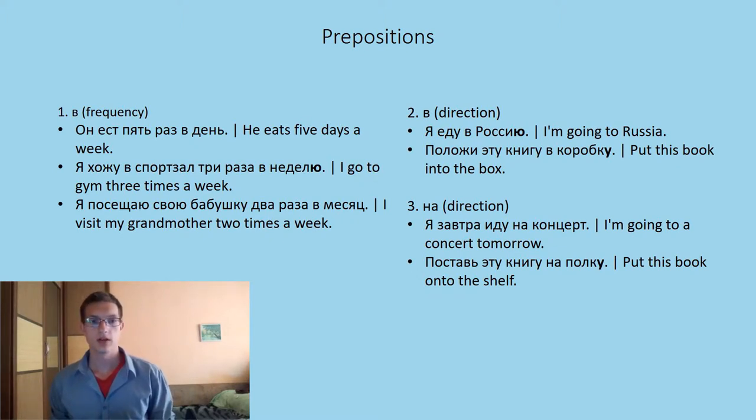For example, after the preposition в, when we talk about frequency. Он ест 5 раз в день. Я хожу в спортзал 3 раза в неделю. Я посещаю свою бабушку 2 раза в месяц. Also, when we talk about direction. Я еду в Россию. Положи эту книгу в коробку. Я завтра иду на концерт. Поставь эту книгу на полку.